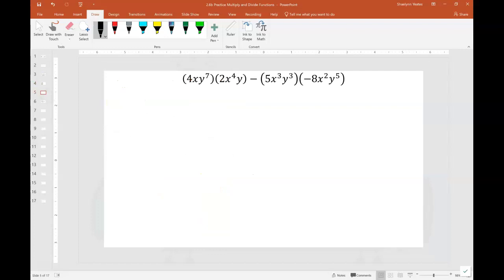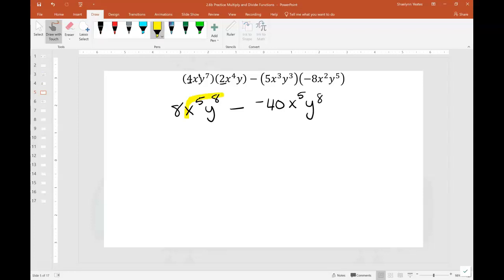We're going to go ahead and do this one together. So we've got 4 times 2, this is 8. We've got 1 x times 4 more x's, that's x to the 5th. Then we have 7 y's times another y, and that's y to the 8th. Then we're going to minus, we've got 5 times negative 8, so that's negative 40. Then we have x to the 3rd times x squared, that's x to the 5th. Then we have y to the 3rd times y to the 5th, that's y to the 8th.